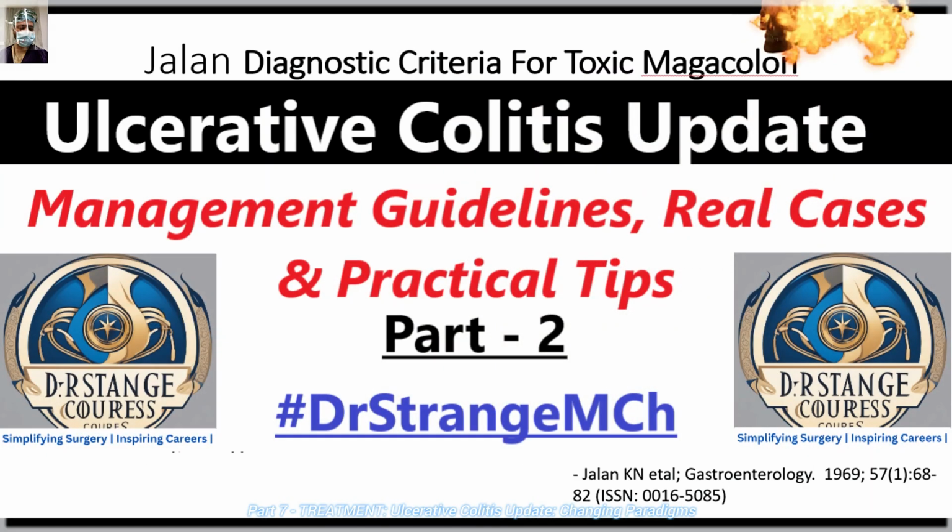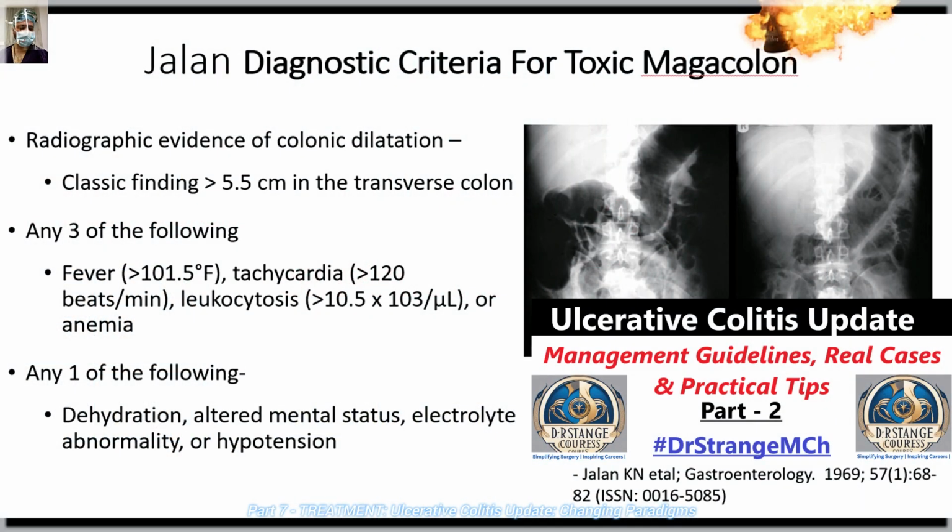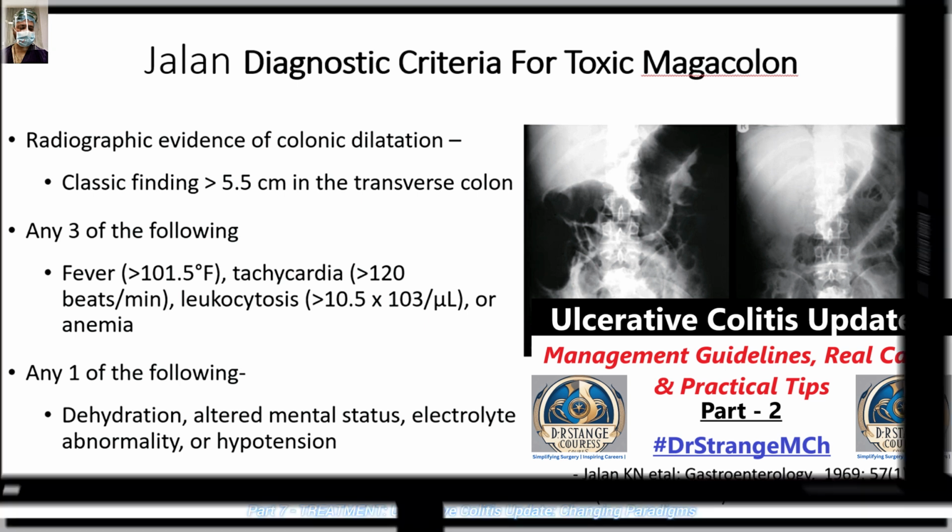This is the Jalan diagnostic criteria for toxic megacolon, and again, these can be the basis of questions in competitive examinations. So, radiographic evidence of colonic dilatation: there is a classic finding of more than 5.5 centimeters in the transverse colon. If any three of the following are present: fever more than 101.5, tachycardia more than 120, leukocytosis more than 10.5, or anemia, or any one of the following: dehydration, altered mental status, electrolyte abnormality, or hypotension, then we should think along the lines of toxic megacolon.